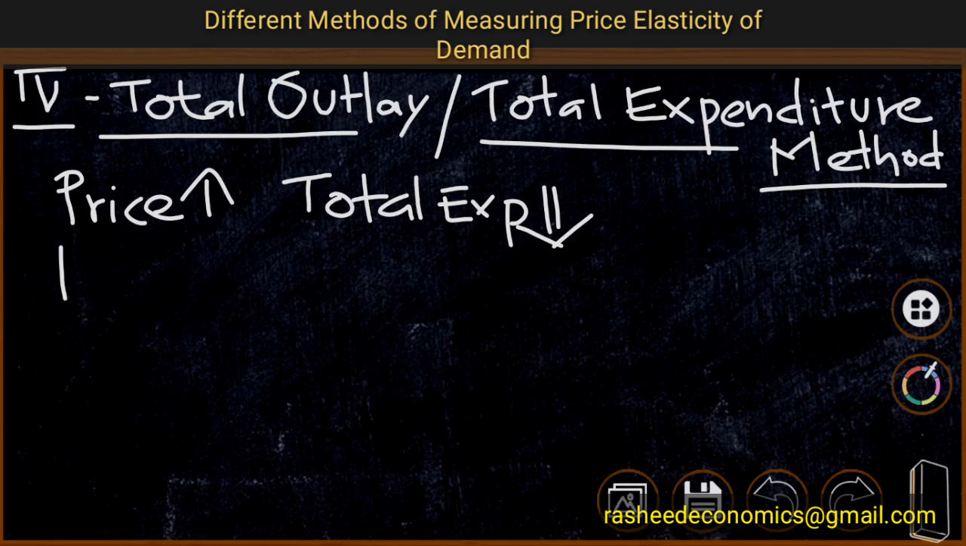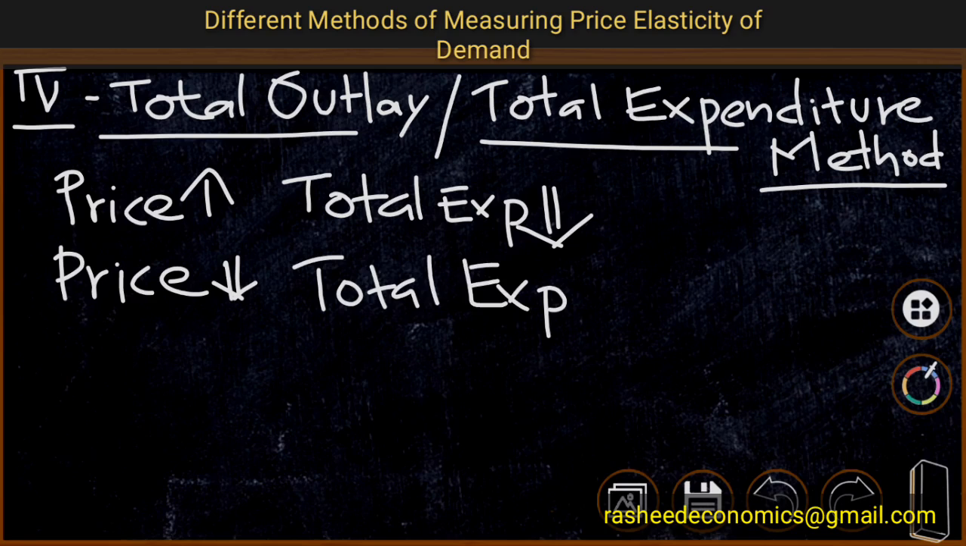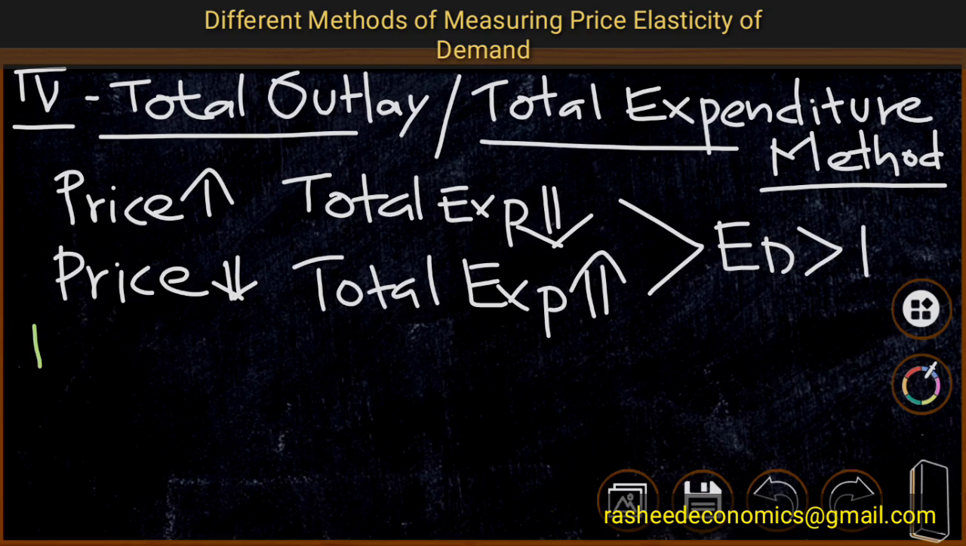Similarly, when the price of a commodity falls or decreases, total expenditure on that commodity increases. In these two situations, we can have elasticity of demand greater than 1. That is, along with a price increase, there is a total expenditure decrease, and along with a price fall, there is an increase in expenditure. In such a situation, elasticity of demand will be greater than 1.